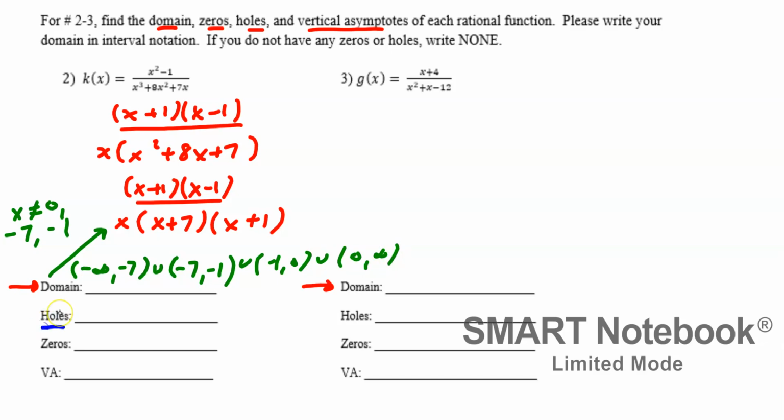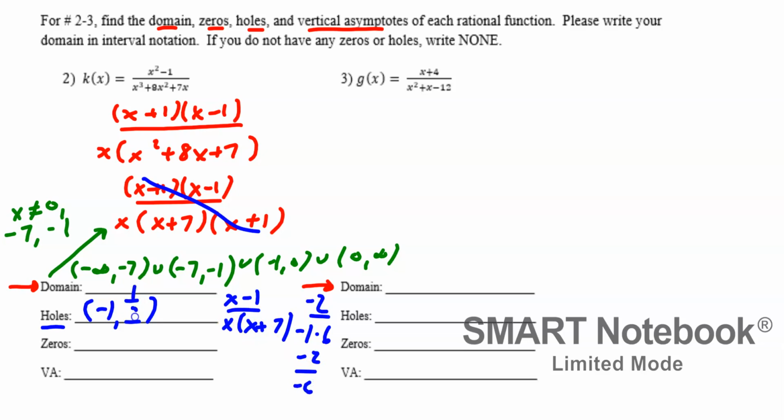My holes are found by what's crossed out. So I have an x plus 1 on top and bottom. So my hole is going to be at negative 1 comma something. Again, the reason it's negative 1 is because you set this equal to 0 in your head. We are going to find the y value of this hole. We are going to plug the x value into the reduced version of my polynomial, which is x minus 1 over x times x plus 7. So if I take negative 1 and plug it in here, I will get negative 2 on the top, and I would get negative 1 times 6 on the bottom, because you do negative 1 plus 7 times negative 1. So this is really negative 2 over negative 6, which is positive 1/3.